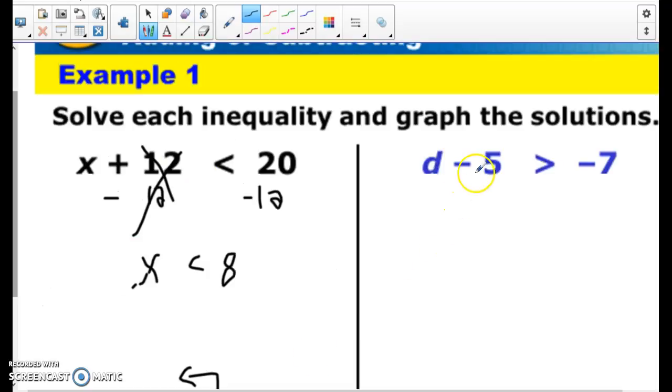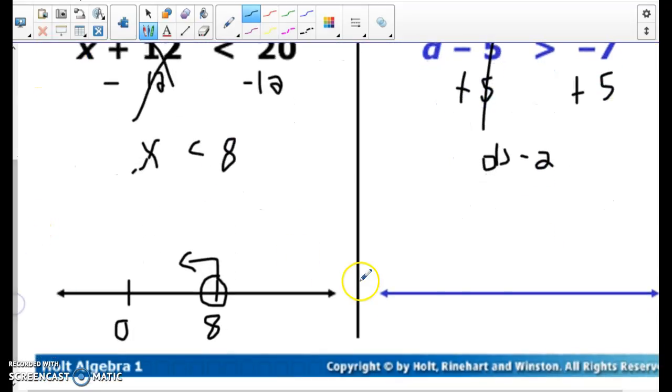Same thing here with this blue problem. I have a -5, so I'm going to add 5. Add 5 to the other side. And I end up with D is greater than -2. Again, we can use a calculator on this section, so doing some of this math, as long as we're checking in the calculator, should be fine.